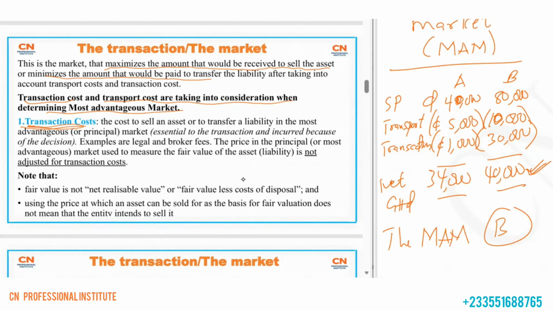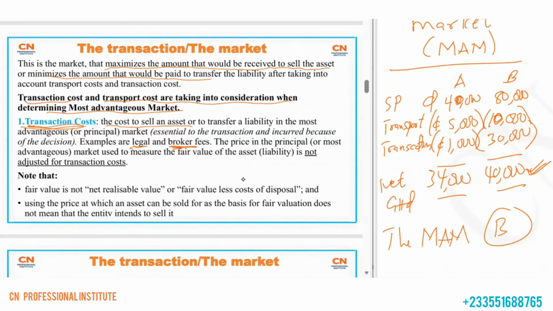You know what transaction cost is? It's any cost that we are going to incur to sell the asset or transfer the liability, in either the most advantageous or the principal market. That's what we call the transaction cost. An example is legal fees and broker fees. For example, if you are selling shares, sometimes you need to get brokers to do it for you, so the amount you pay them is part of the transaction cost. All right, so don't forget that.